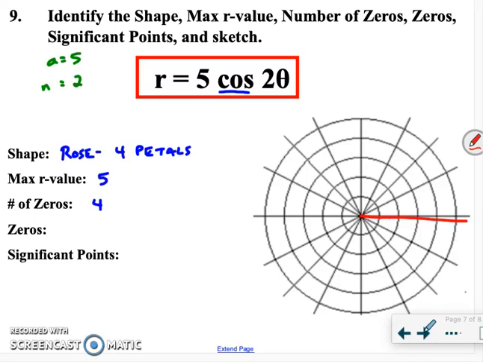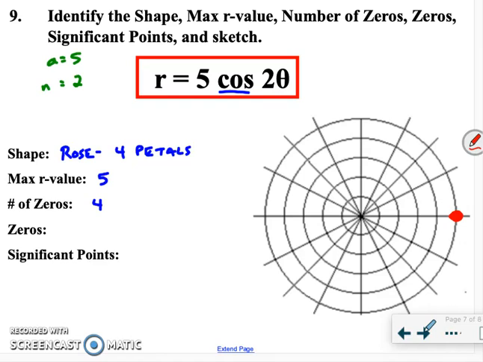We know that the first petal is going to live on the polar axis. So all that we have to do is hit the max R value of 5, counting out 1, 2, 3, 4, 5, and there's the first petal. If you're wondering why it works out this way, just remember that we have to be symmetric to the polar axis, so the first point lives on the polar axis. That's just the way it goes.